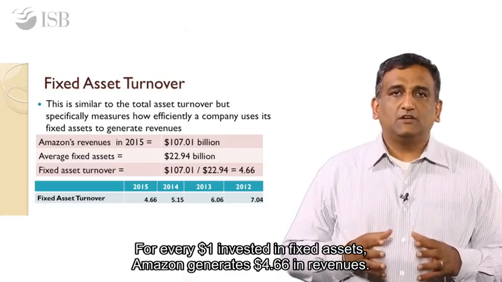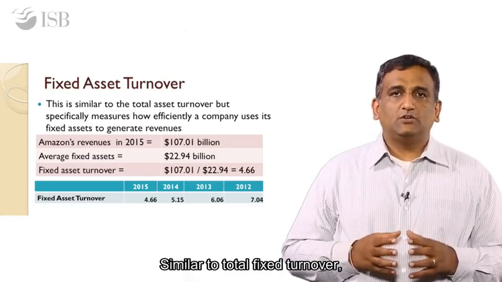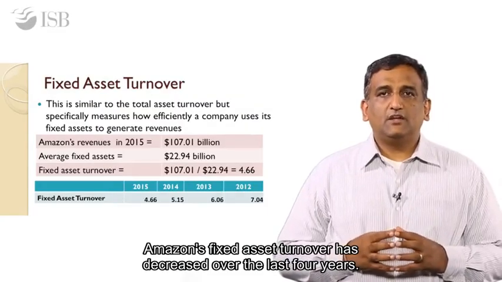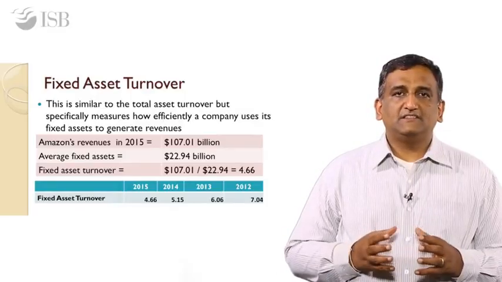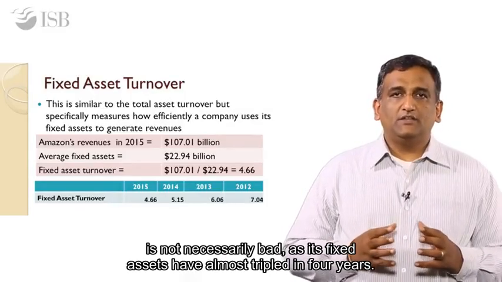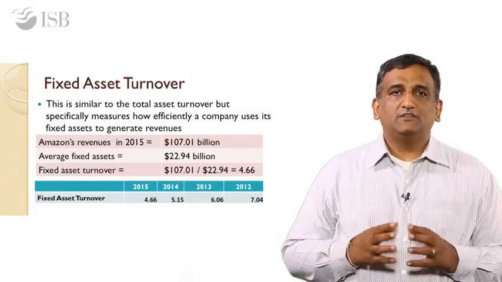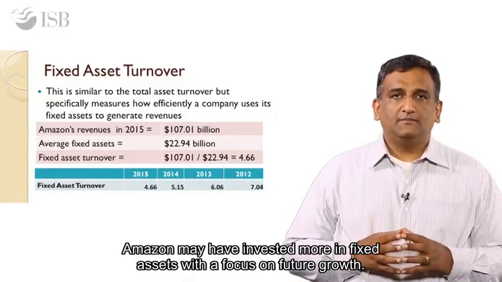Similar to total asset turnover, Amazon's fixed asset turnover has decreased over the last 4 years. This again is not necessarily bad as its fixed assets have almost tripled in 4 years. Amazon may have invested more in fixed assets with a focus on future growth.